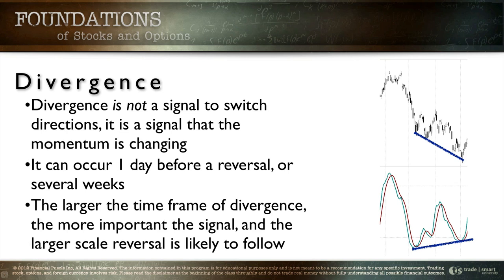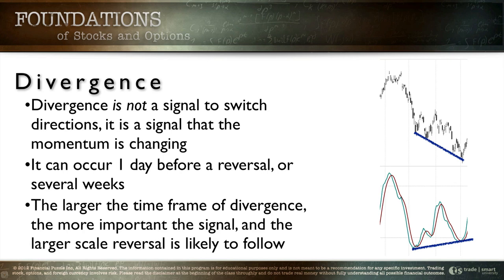Divergence is not a signal that you want to switch directions. It is a signal that the momentum is changing. That is the signal that you're getting here. It's not a specific signal that you need to reverse. It's just a signal that momentum is changing. Beware. You need to be using much tighter stops and keep your eyes open. There could be a reversal, and it could be a major reversal very, very quickly. It can occur just 1 or 2 days before the reversal, or it could occur several weeks. And then the larger the time frame of the divergence, the more important that signal and the larger scale the reversal that is likely to follow.